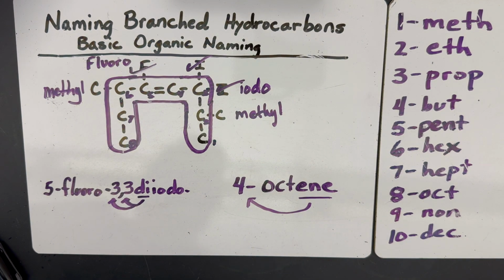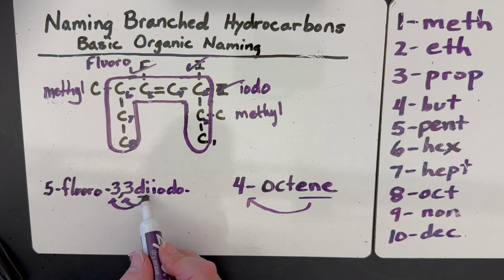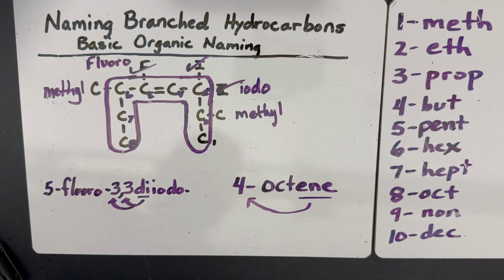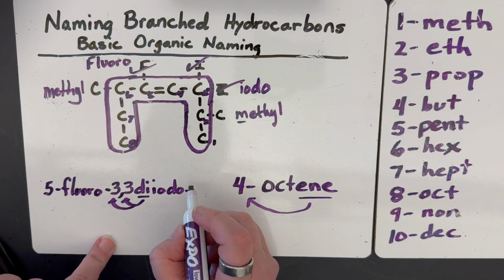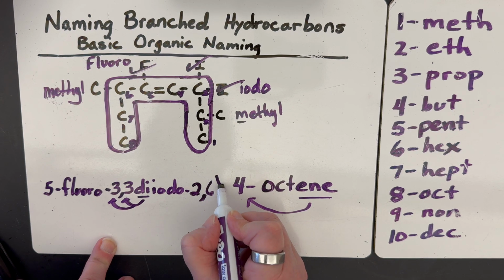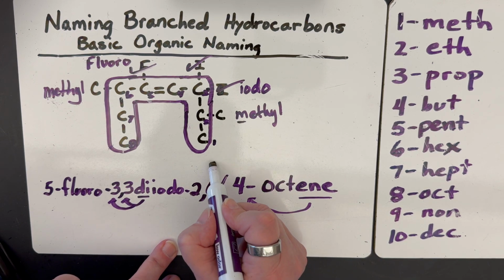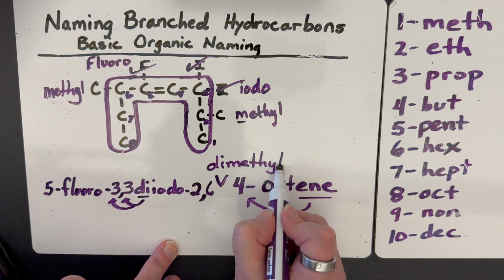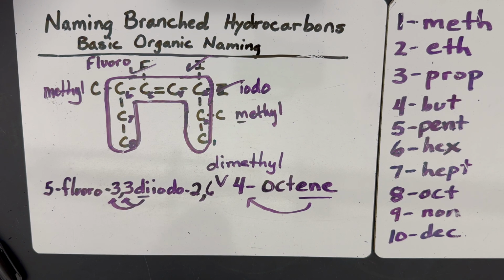By the way, when you're doing your alphabetizing, don't take into account the di. Just use the I in iodo, because we're going to have a dimethyl here. Don't look at the D and say, hey, that should be in front of the F. No, we're looking at the M, the name of the side group, not any prefix it might have on it. So we have a methyl on carbon 2. We have a methyl on carbon 6. So 2,6 dimethyl, because they're two methyl groups. And that's about as difficult as it gets.